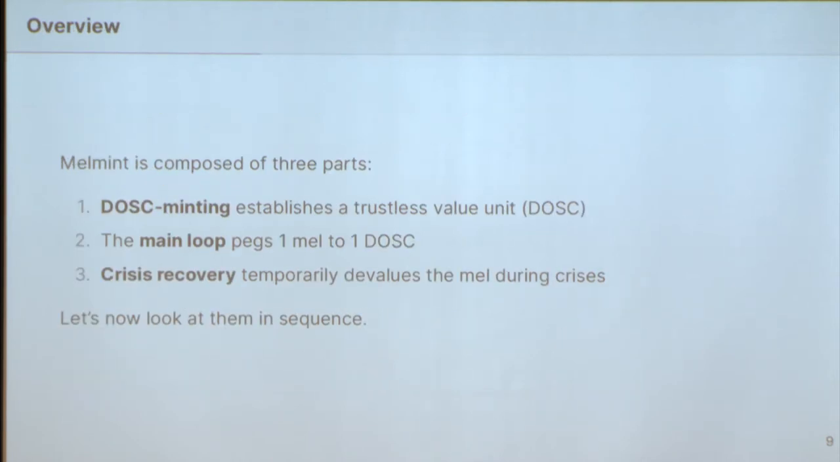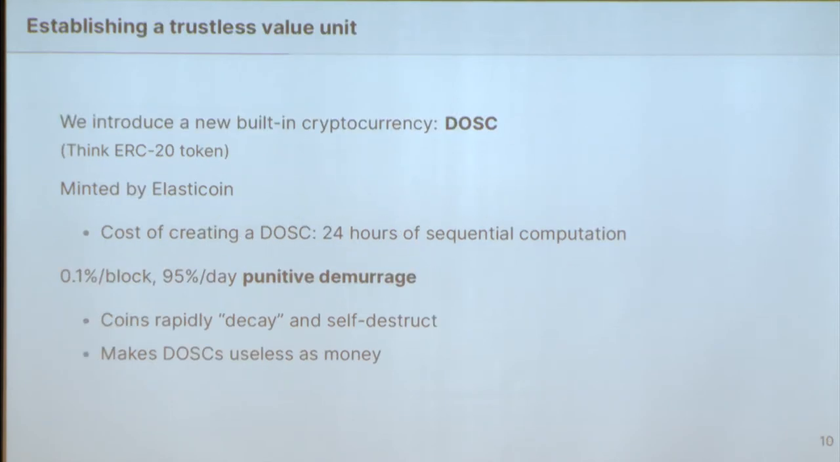So Melmint has three parts. First of all, we have a DOSC minting procedure. This mints us a new cryptocurrency called the DOSC that tracks the value of a DOSC, so a day of sequential computation, the unit I introduced earlier. Then a main loop actually pegs one MEL to this one DOSC. And finally, we have a crisis recovery system that recovers from crises that make the peg impossible to hold.